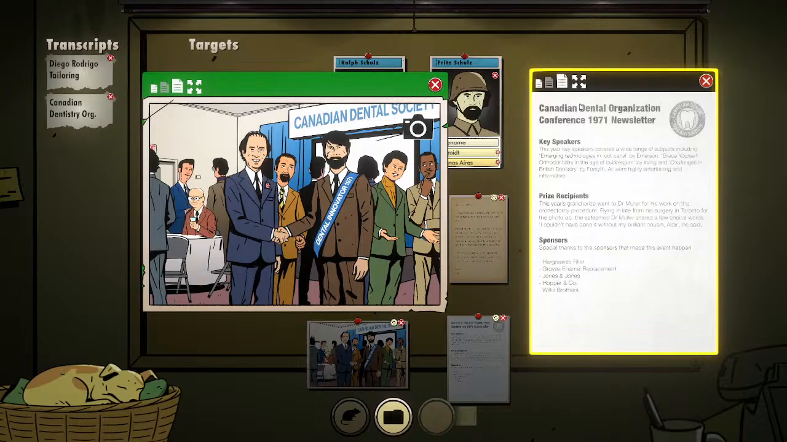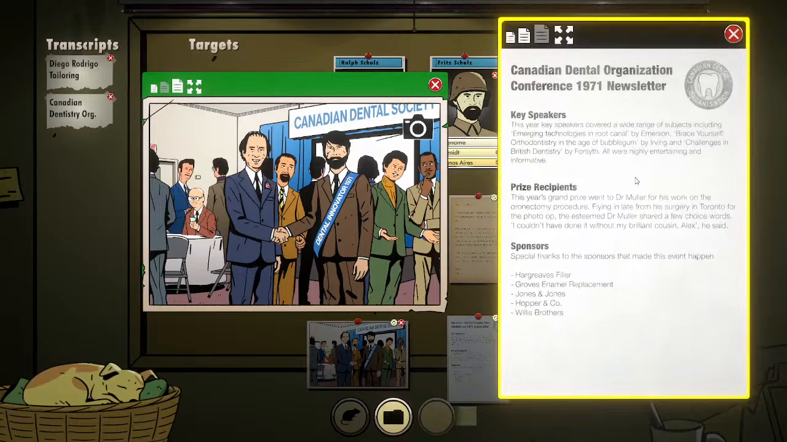Canadian Dental Organization Conference, 1971 newsletter. This year, key speakers covered a wide range of subjects, including Emergent Technologies in Root Canal by Emerson, Brace Yourself, Orthodontistry in the Age of Bubblegum by Irving, and Challenges in British Dentistry by Forsyth. All were highly entertaining and informative. This year's grand prize went to Dr. Muller for his work on the oronectomy procedure, flying in late from surgery in Toronto for the photo op. The esteemed Dr. Miller shared a few choice words. I couldn't have done it without my brilliant cousin Alex.